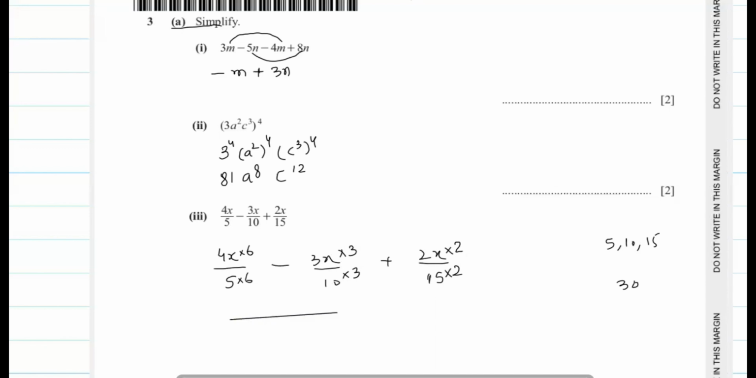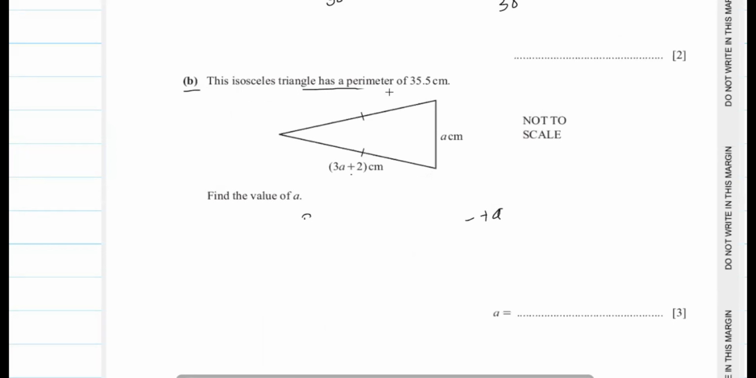And look here, the denominator becomes 30. Therefore, we can simplify the numerator. 6 into 4 is 24x minus 9x plus 4x. This will be equal to 24 minus 9, which is 15, plus 4 is 19, over 30, so 19x over 30. This is the answer.